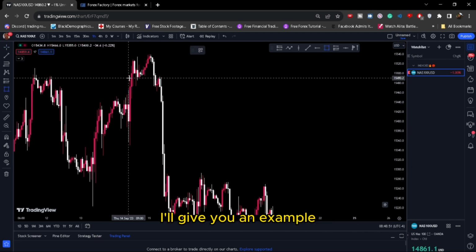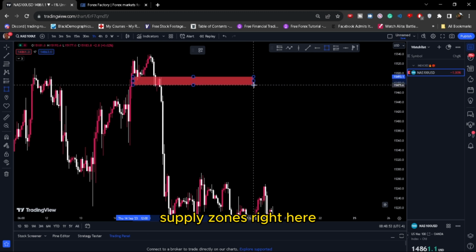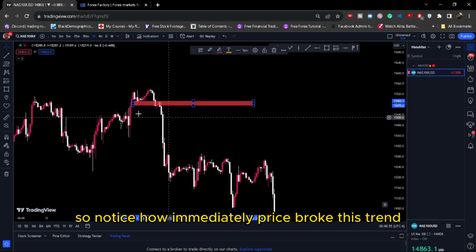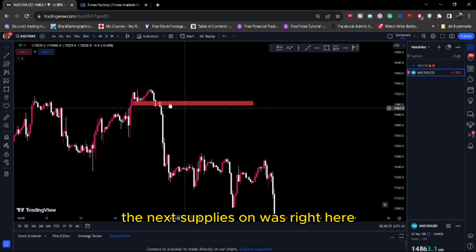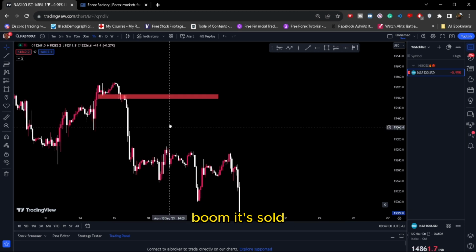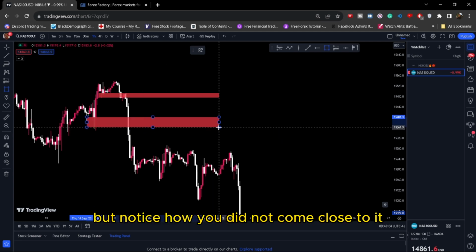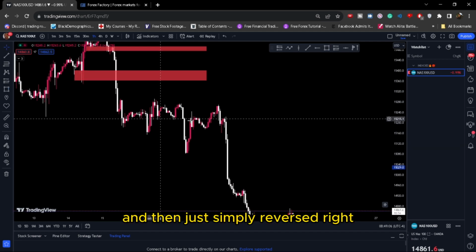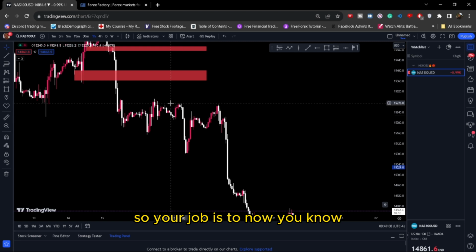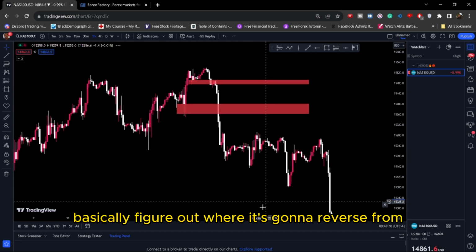I'll give you an example. Supply zones right here. So notice how immediately price broke this trend, the next supply zone was right here. Boom, it sold. There is another supply zone here too, but notice how it did not even come close to it, and then it just simply reversed, right? So your job is to now figure out where it's going to reverse from, right?